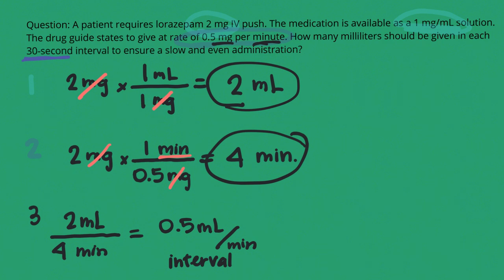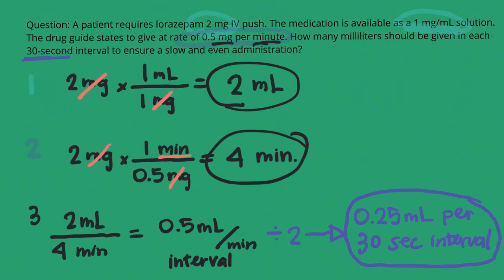So 0.5 milliliters per minute, in 30 seconds goes into a minute twice. So we divide by 2 in this case, because 2 intervals of 30 seconds is what we're looking for. 0.5 divided by 2 is 0.25 milliliters, and that is per 30-second interval. Now, obviously, we could break it into 15-second intervals too, but this question was asking about 30 seconds, and so that's why we divided by 2. And now we'll move on to our final example in this video.